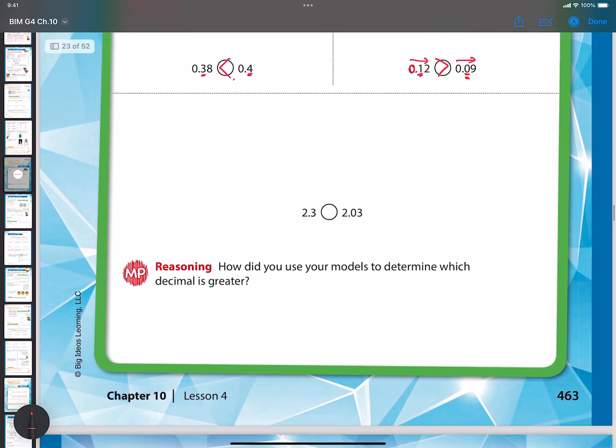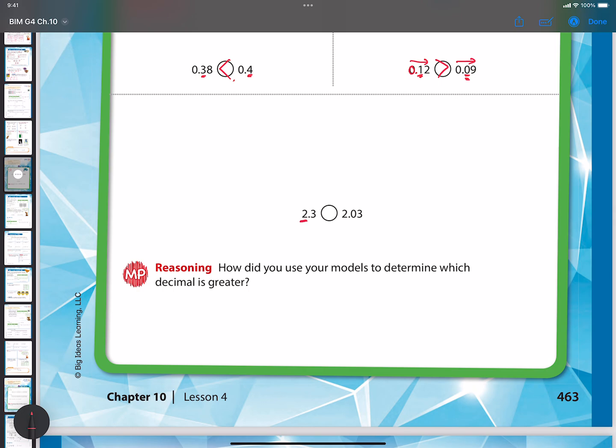2.3 versus 2.03. Now we have the same ones place, but what about the tenths place? 3 versus 0. Which one is greater? Yes, that's it. You don't have to go to hundredths because 2.3 doesn't have any hundredths. If you want to make it hundredths, just simply add 0. So 2.30 versus 2.03. Okay. Now, the question: how did you use your models to determine which decimal is greater?